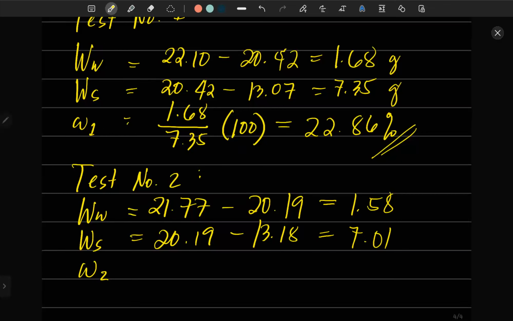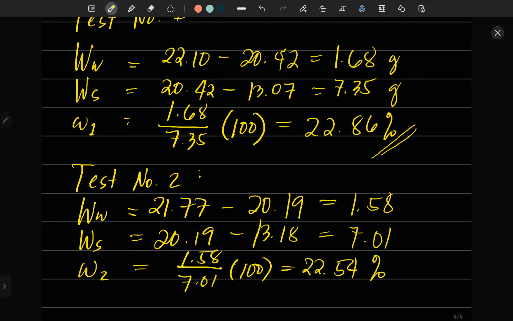For the moisture content for test 2, we have 1.58 for weight of water over 7.01 for weight of the dry soil, times 100. So this is 22.54%.